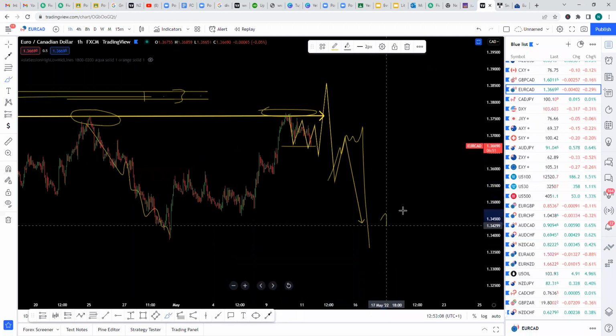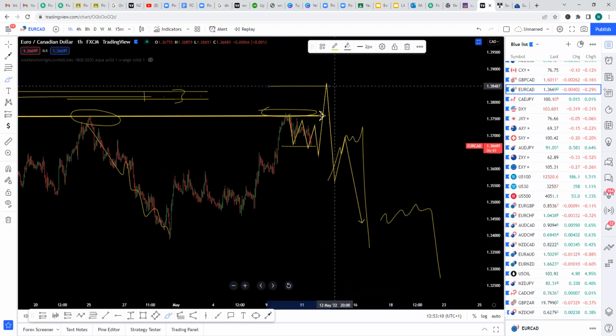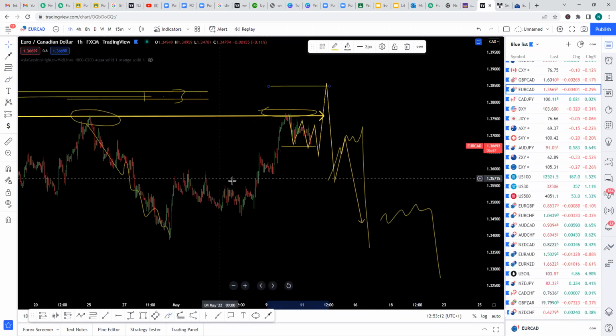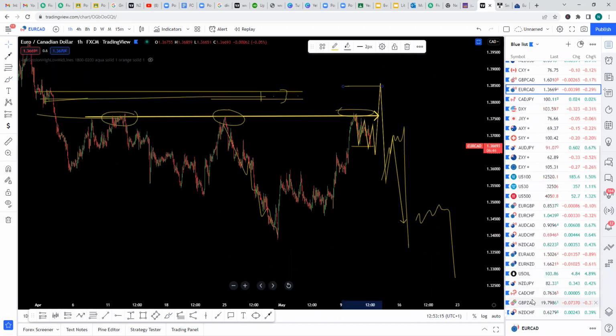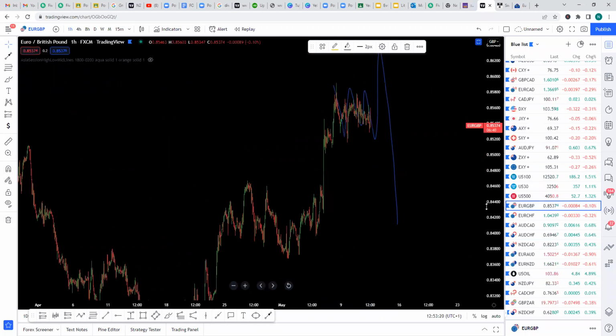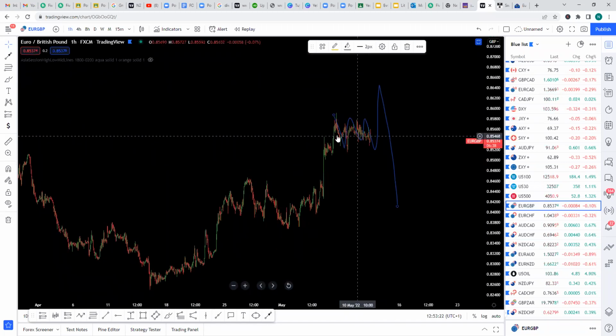Boom, again, correct. Boom, again. But you have caught it here. This is how to reason like the bank. We also have Euro GBP. Can you see I've already marked it there? This is what I'm looking for.